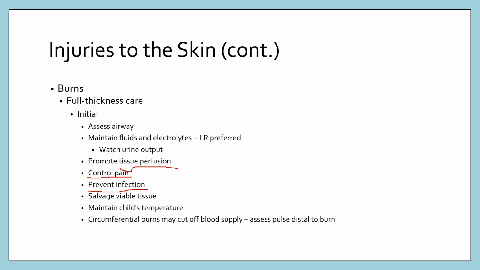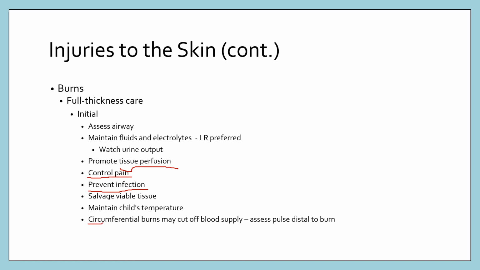And then salvaging viable tissue, like I said, you want to save as much skin as you can. And then maintain the child's temperature. That would be another priority, because the more of the surface area that's affected, the less likely it is the child will be able to regulate their temperature.